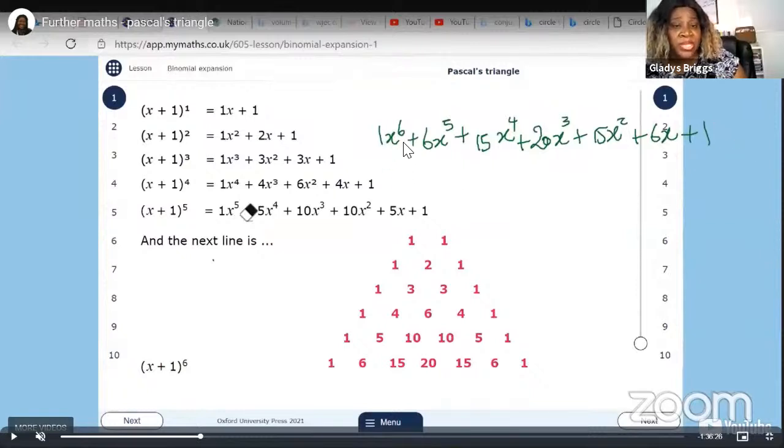So it's 1x to the power of 6, then 6x to the power of 5, then 15x to the power of 4, 20x to the power of 3, 15x squared, 6x to the power of 1, and 1x to the power of 0, which you don't write anything for because it's equal to 1. Okay, so that's what you had to do for that one. You know this. It's not a problem.